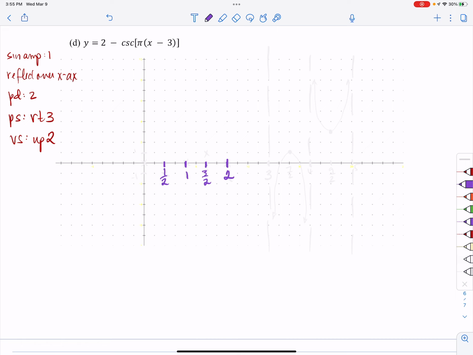My amplitude is 1. The partner graph is sine, and so sine, beginning, middle, and ending are all going to be x-intercepts. And then since I'm reflecting, I can go down first to the minimum, and my other quarter will be up to the maximum.